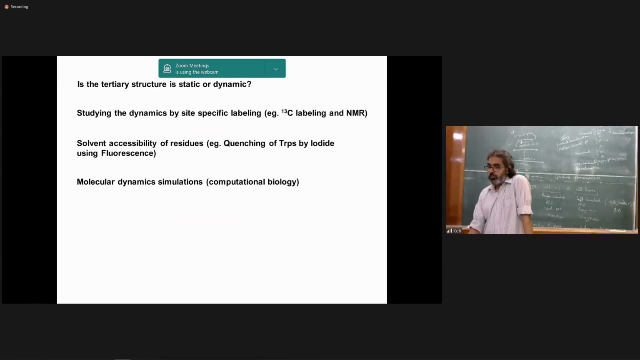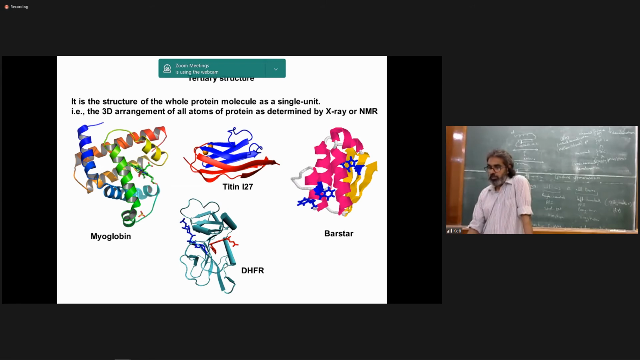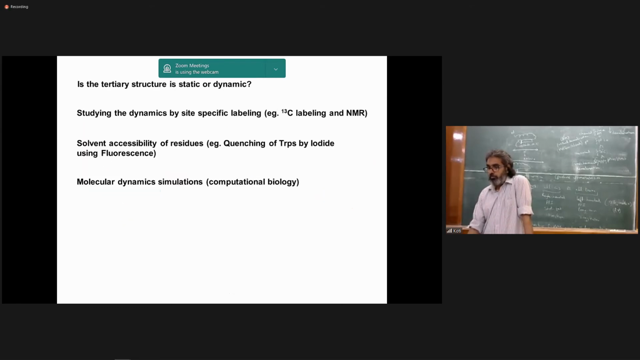Is tertiary structure static or dynamic? Okay, this is the biggest question. We always say nice pictures I have shown you, right? But you have to ask the further question, how static is this structure? Because when someone solves a crystal structure, these are packed, crystalline molecules, so the dynamics is actually lost. Dynamics is very, very minimal. But in reality, these molecules don't exist as crystals; they are independent. So how static or dynamic?